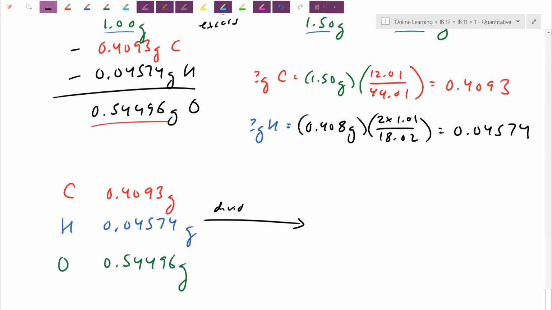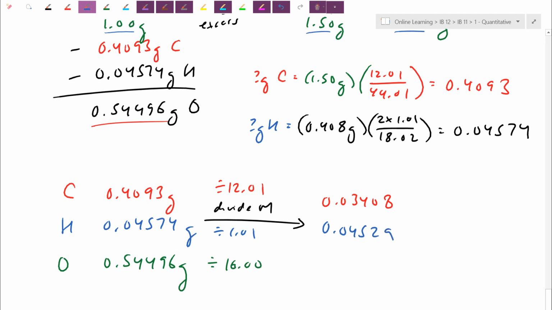At this point, you can do your very systematic steps. Let's divide out the mass. Carbon weighs 12.01. Hydrogen weighs 1.01. Oxygen weighs 16.00. I'm dividing by its own mass. 0.4093 divided by 12.01 gives me 0.03408. 0.04574 divided by 1.01 gives me the hydrogen, 0.04529. And 0.54496 divided by 16. I'm being sloppy with significant figures here just to make sure I don't have any rounding problems later on.